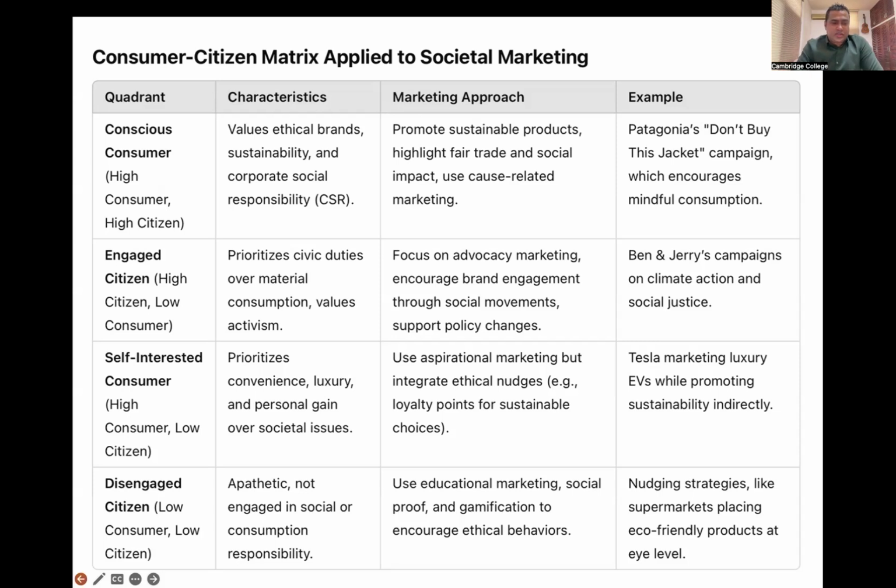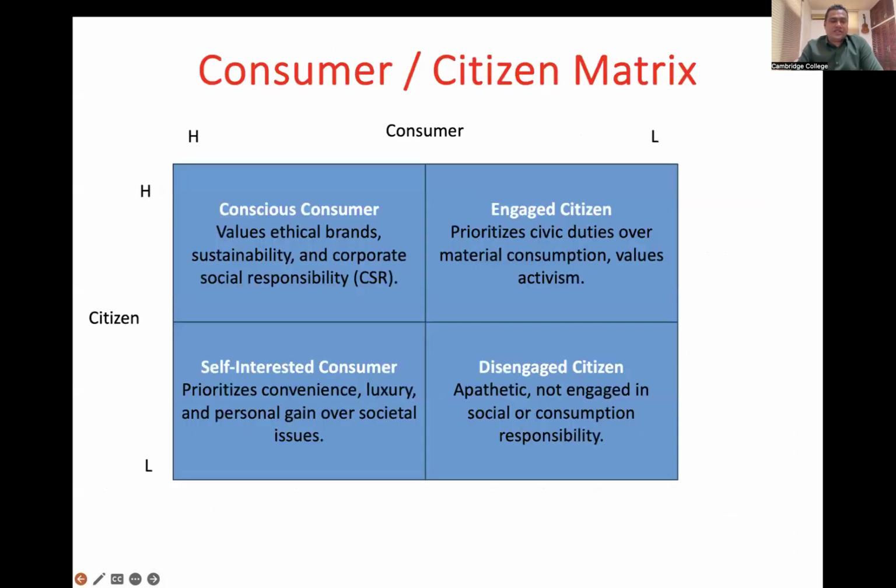So this is a new theory, the consumer citizen matrix. All right. So with that, we conclude assessment criteria 2.3. I will see you in chapter 3. Thank you.